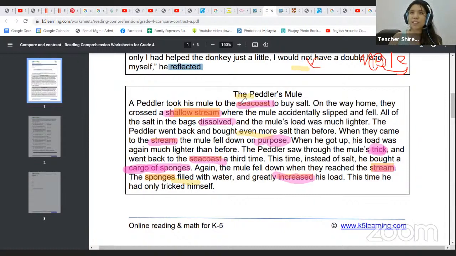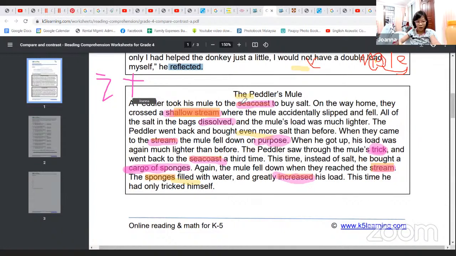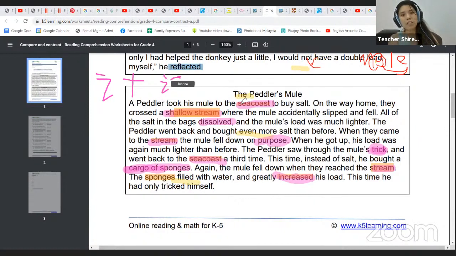What is it called in Chinese? In Chinese it is 捉弄. 计划. How do you write it? 计划, that's planning. Trick is an ill intention of 计划. Okay, but it's a bad intention.